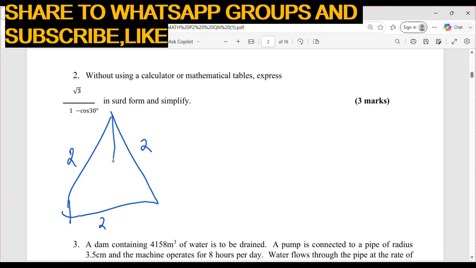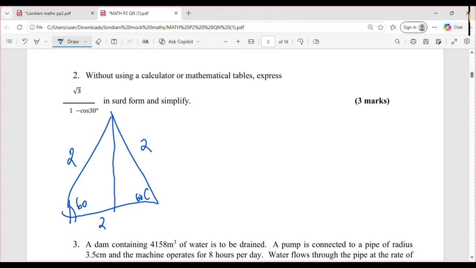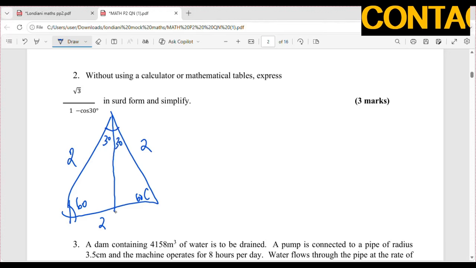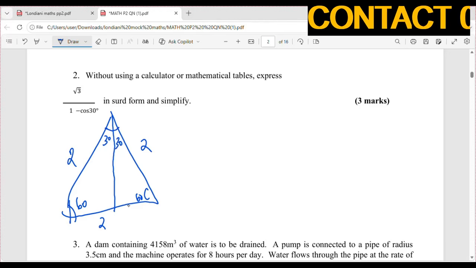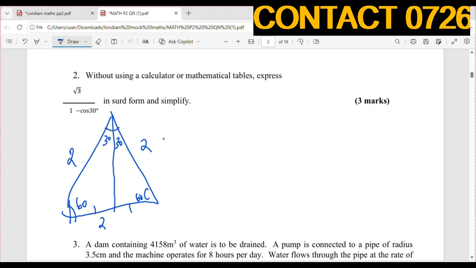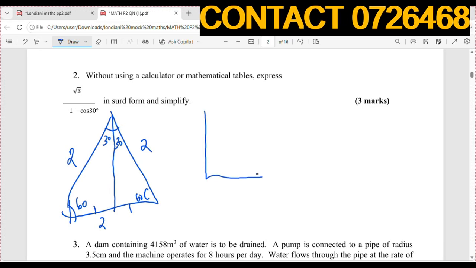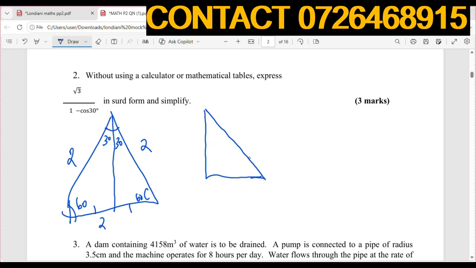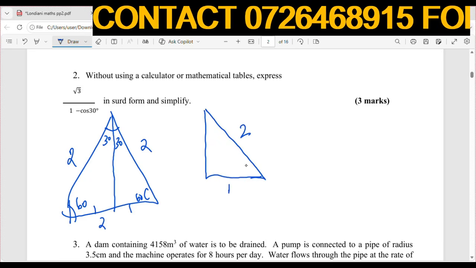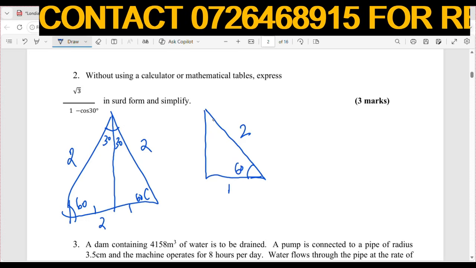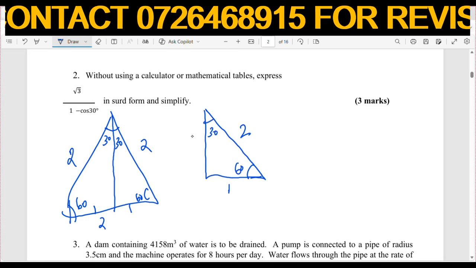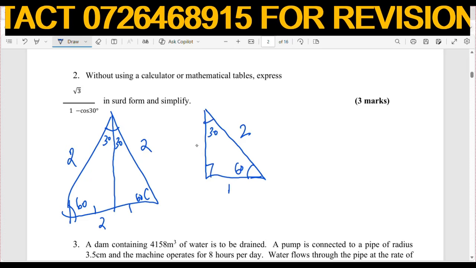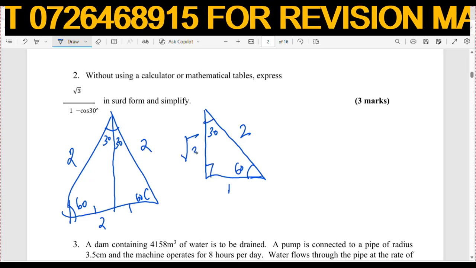Then you divide the triangle. Because it is an equilateral triangle, here is 60, here is 60 degrees, and here is 60, therefore 30, right? So if here is 2 and here is 1, you divide it by 2. Now you have this right angle triangle, which will give you the trigonometric ratios that you need. This is 60 and this one is 30. What we don't have is this side. You use Pythagoras theorem to get that this one is √3.